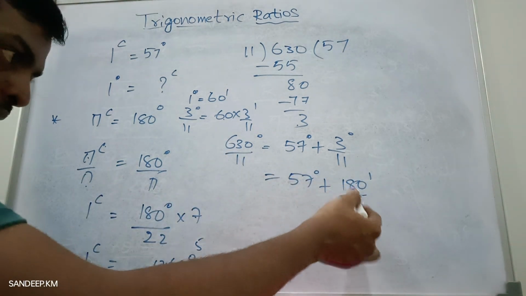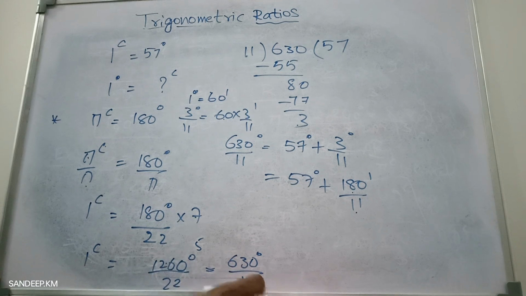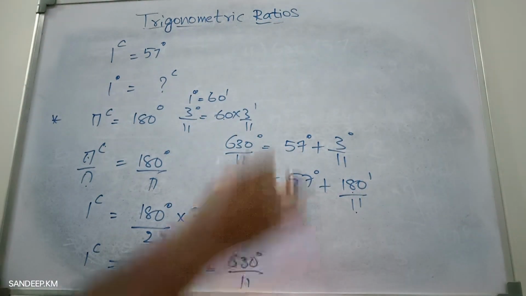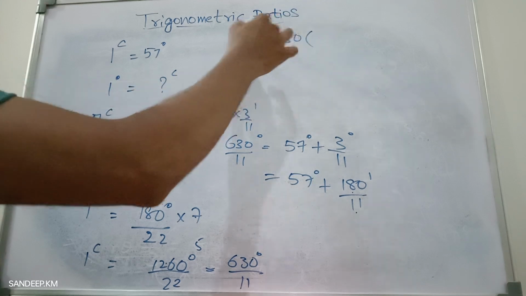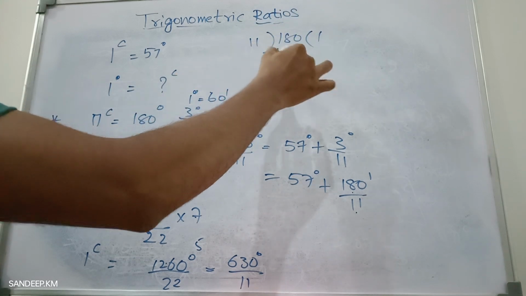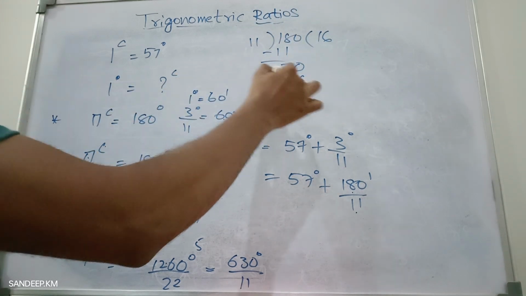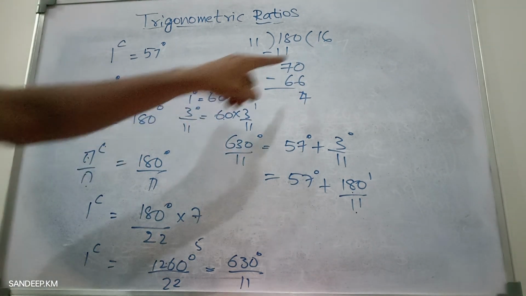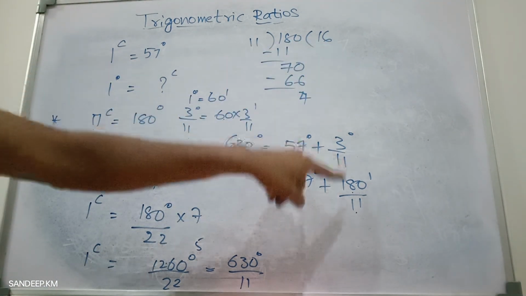Now again divide 180 by 11. So what do you get then? If I again divide 180 by 11, 11 ones are 11, 11 6s are 66. So you will get 4 as remainder. So which means I got how many seconds now? 16 seconds.